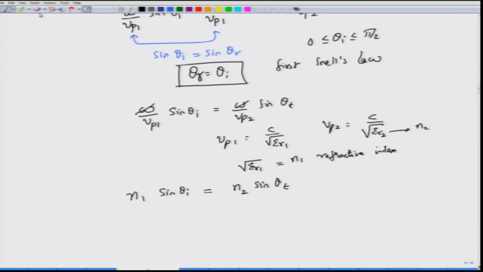So, if you know your boundary conditions, you do not have to remember what is Snell's law, you can derive Snell's law from this.